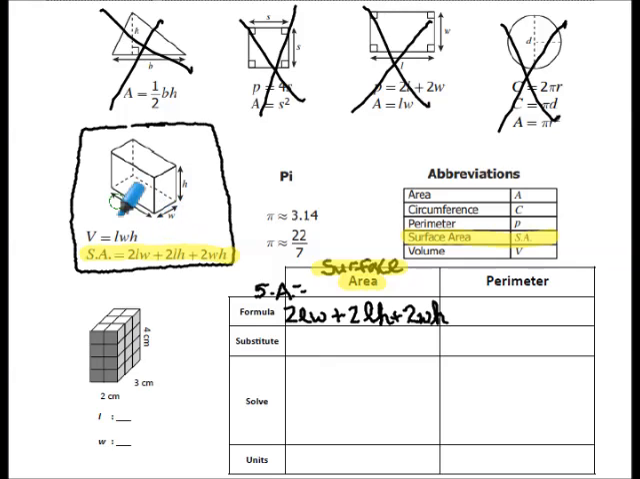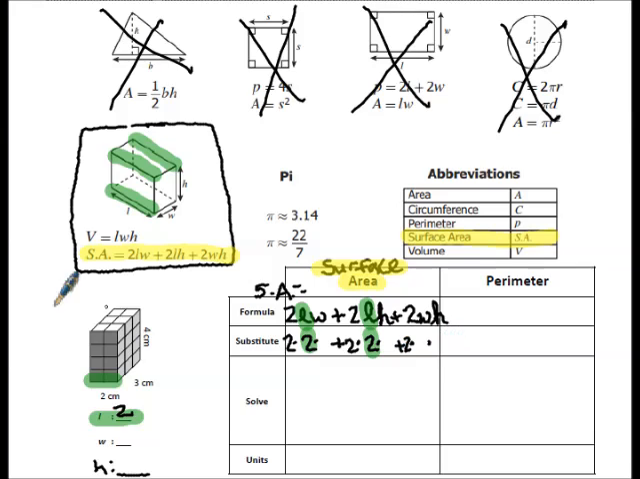So the three measurements that I need are length, width, and height. The length can be found at any of those three locations, and I see that here. The length of this particular rectangular prism is equal to 2 centimeters. So every time I see the L in the formula, I'm going to write the value of 2. So I have 2 times the length, which is 2, times whatever the height is, plus 2 times the length again, which is 2, times whatever the height is, plus 2 times the width times the height.